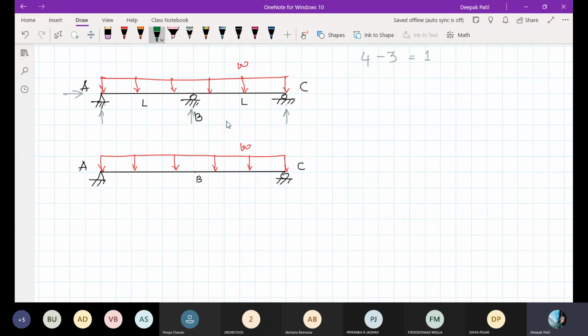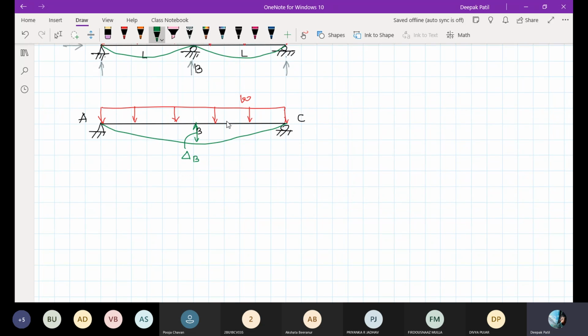In this indeterminate structure, if this was the loading, the deflection would have been something like this. Now the deflection is like this. Let me call this deflection delta B.